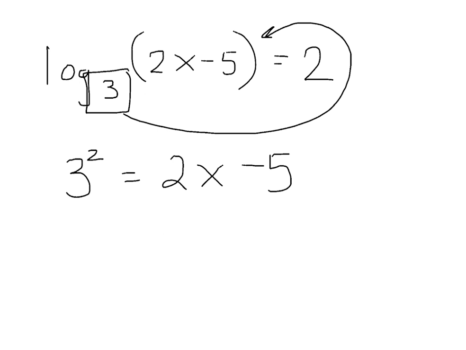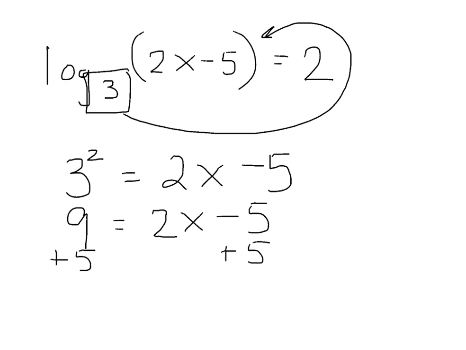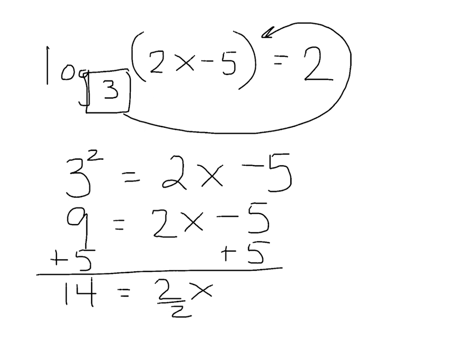So what's 3 squared? 9 equals 2x minus 5. Then what? Add 5. What's 9 plus 5? 14 equals 2x. Divide by 2. And x equals 7.